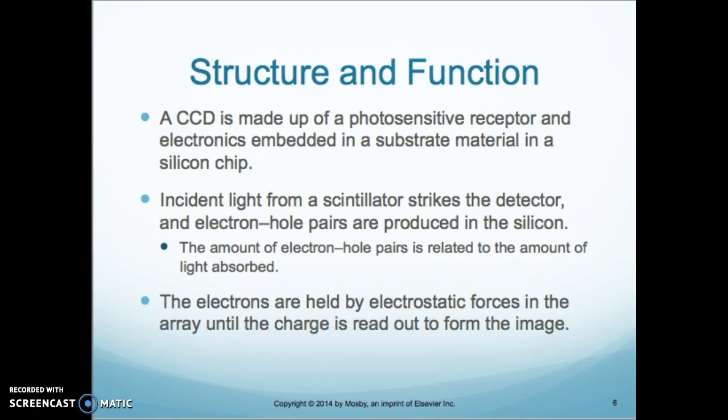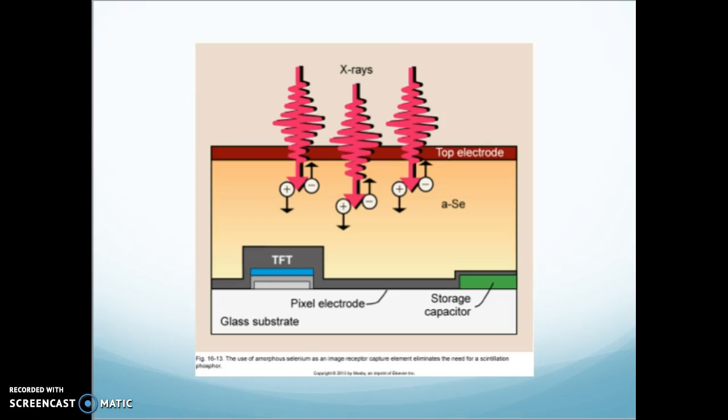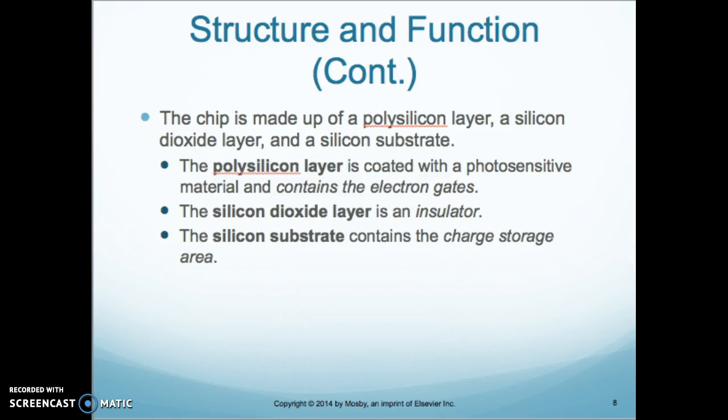The amount of electron-hole pairs is related to the amount of light that is absorbed, so they're directly related. The electrons are held by electrostatic forces in the array until the charge is read out to form the image. This kind of gives you an idea, and you can remember from the video exactly how all of that works.